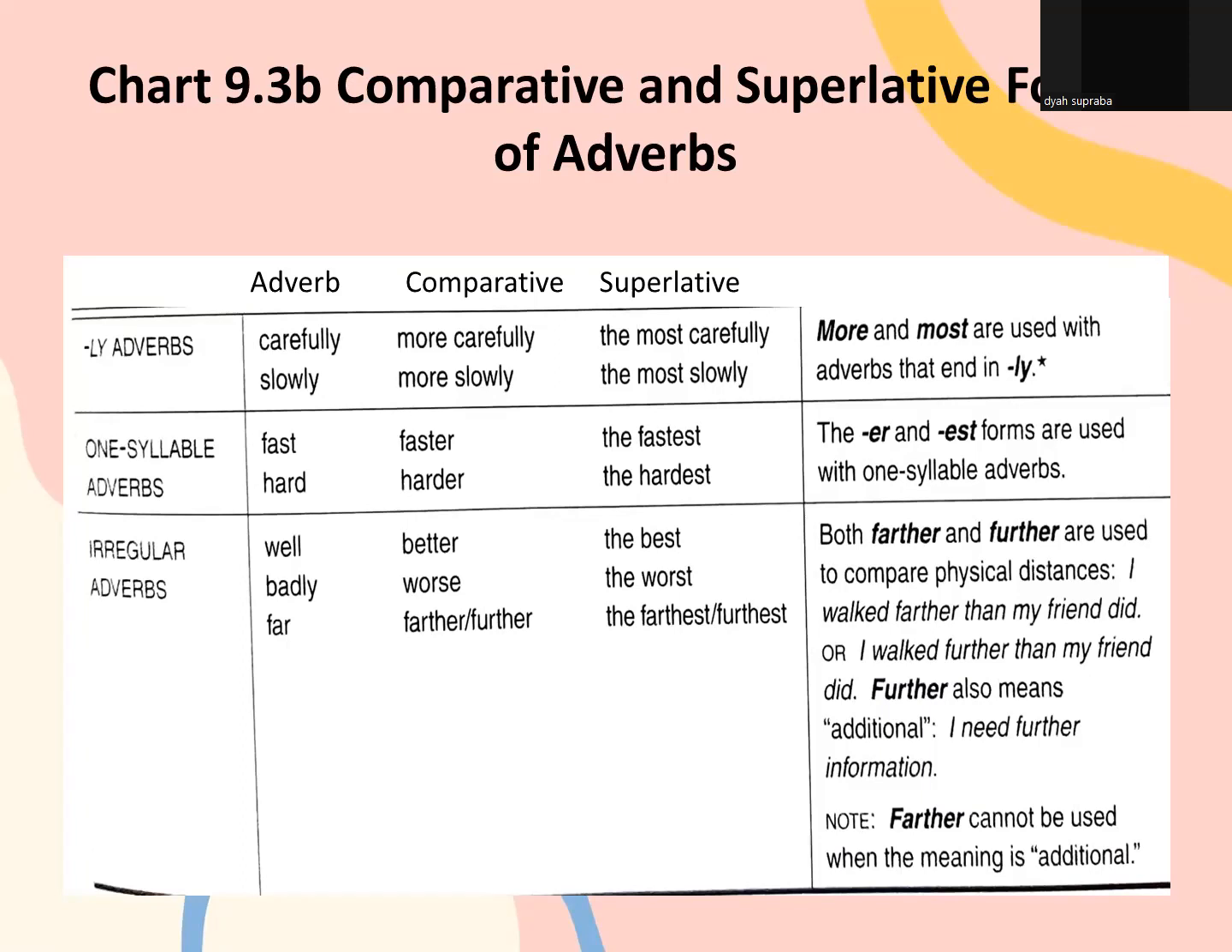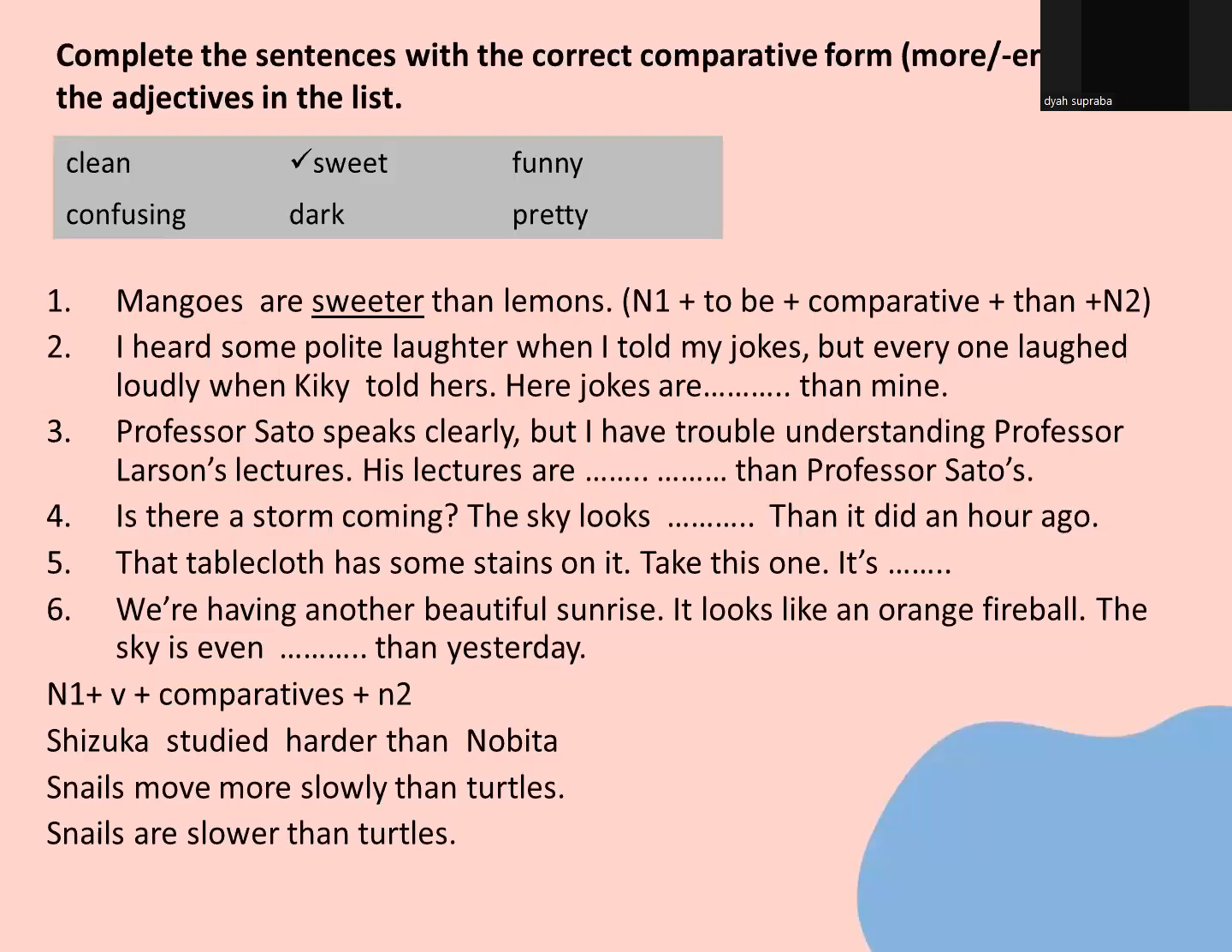Both farther and further are used to compare physical distance. For example, I walk farther than my friend did. Or I walk further than my friend did. Yeah, they have the same meaning. But further also means additional. I need further information. Yeah, we cannot say I need further. We have to say I need further information. Further cannot be used when the meaning is additional.